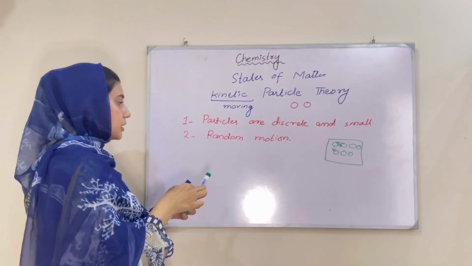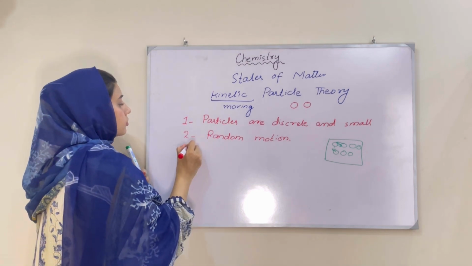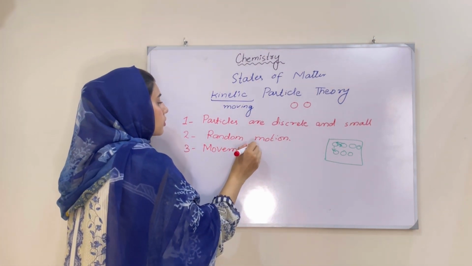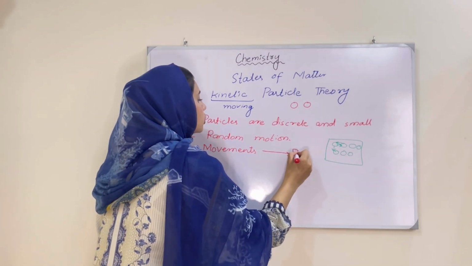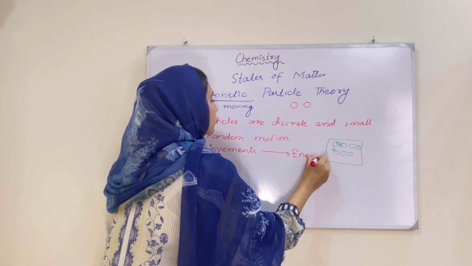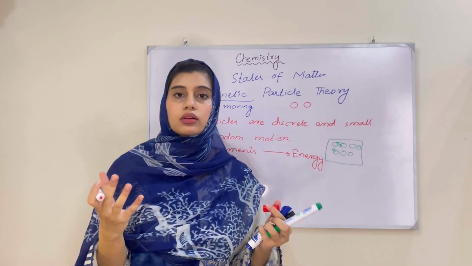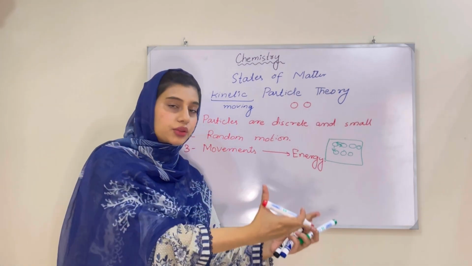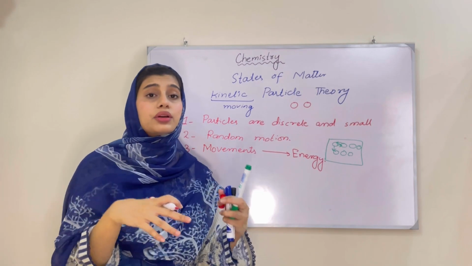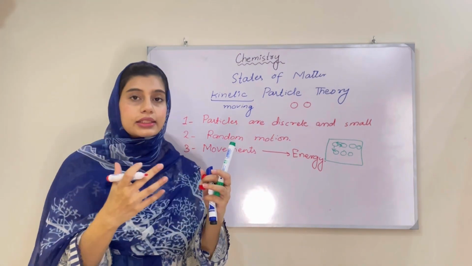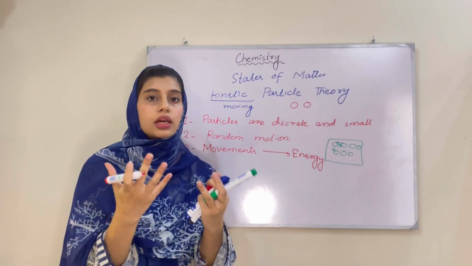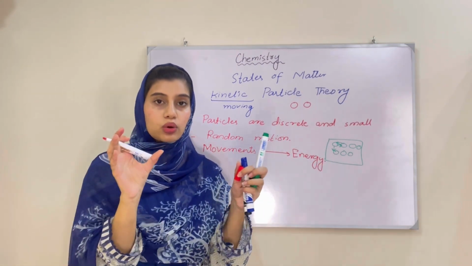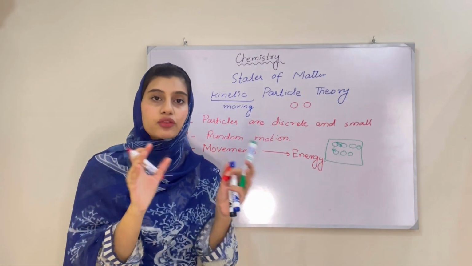Number three is that these movements have energy. This is a very common thing that we usually observe. If I hit another thing, I get hurt. That means there was some energy in me and some energy in that thing. So when we collided with each other, there was an exchange of energy.